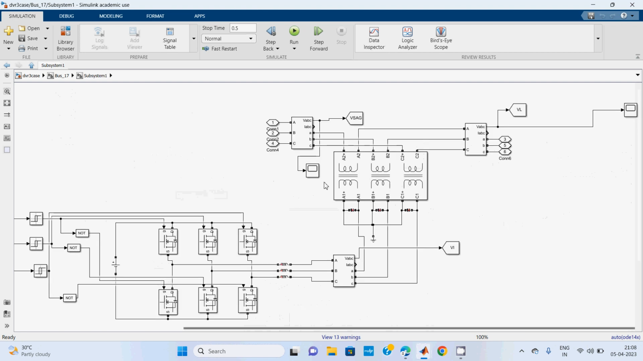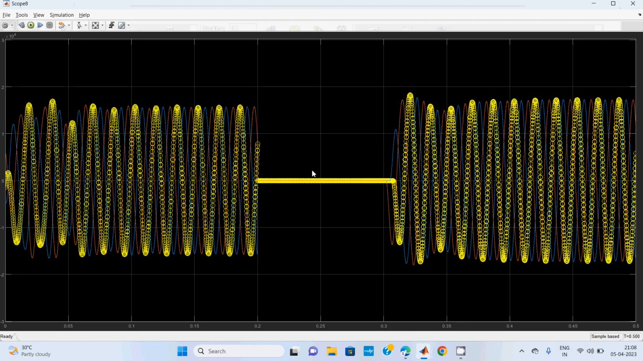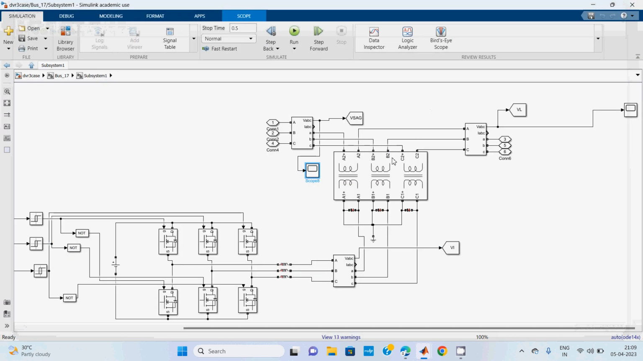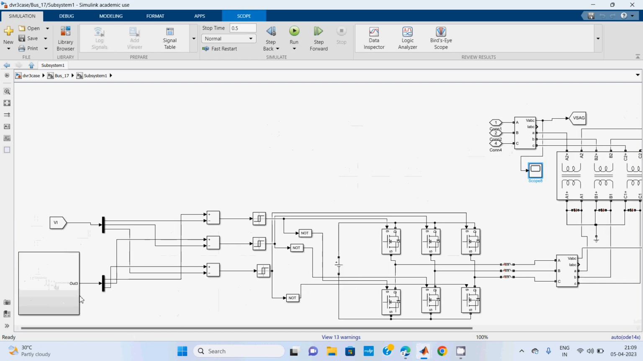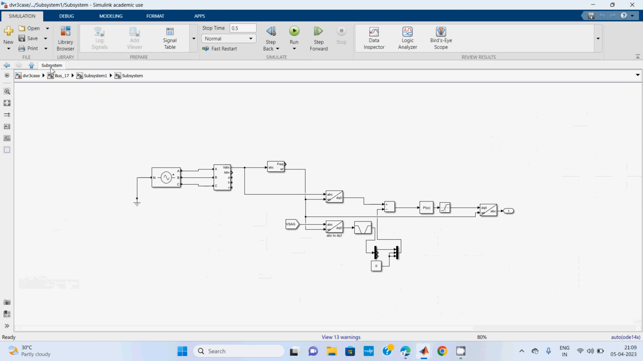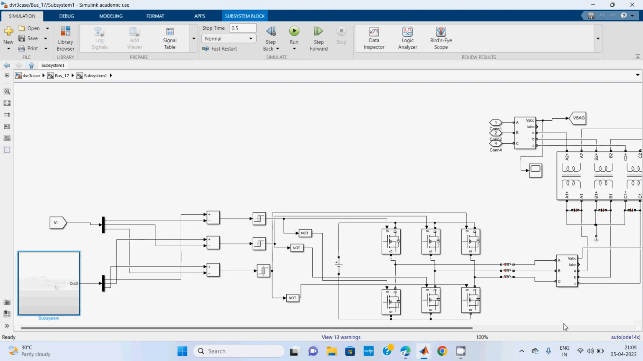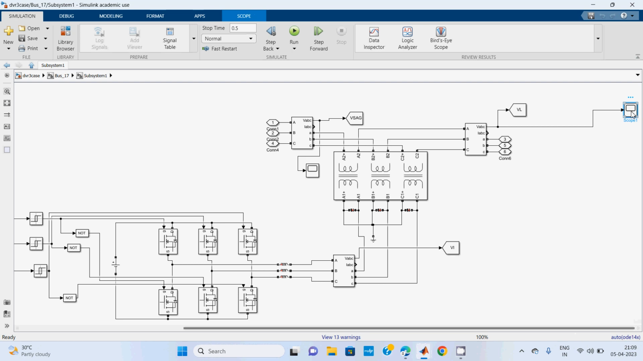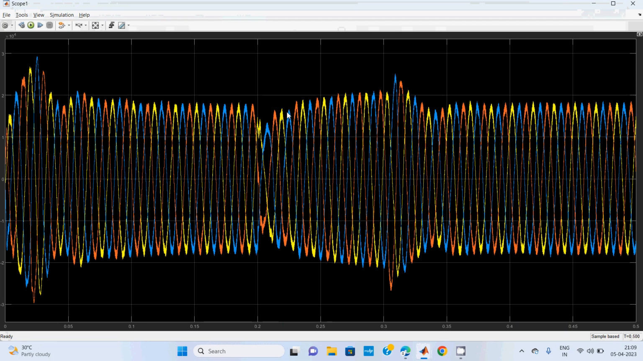Whatever the sending end voltage is here, take a look here. This is the sending end voltage. In the interval of 0.2 to 0.3, I am having zero voltage, or short time interruption. How do I reduce that short time interruption? With the help of the DVR. This is the overall DVR control strategy. By using the DVR, it can inject voltage to stabilize the voltage. This is the stabilization of the voltage.